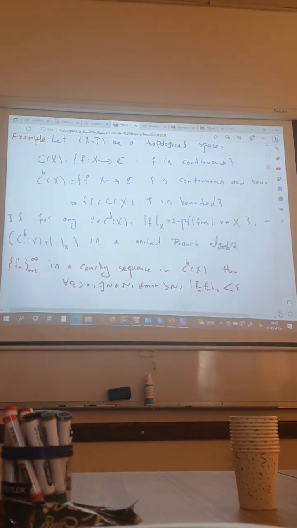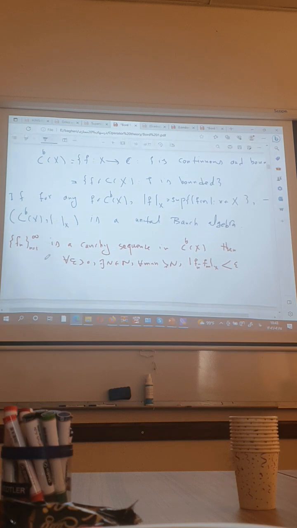And this is a Banach space, because if f_n is a Cauchy sequence in C_b(X), we have this property. This is the definition of a Cauchy sequence: for any epsilon, there exists a natural number N such that for any m and n greater than or equal to N, this norm is less than epsilon. This is the definition of a Cauchy sequence in this norm space.